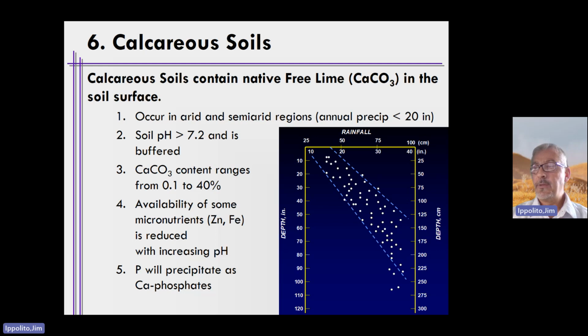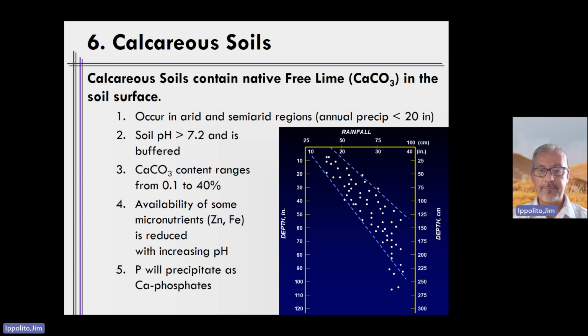If we're talking about trying to reduce the pH of a soil, we're talking about free lime in the soil surface. So where do you find these soils? Typically, you find these in arid and semi-arid regions. Precipitation is less than about 20 inches per year. The soil pH is above 7.2 and it's buffered.